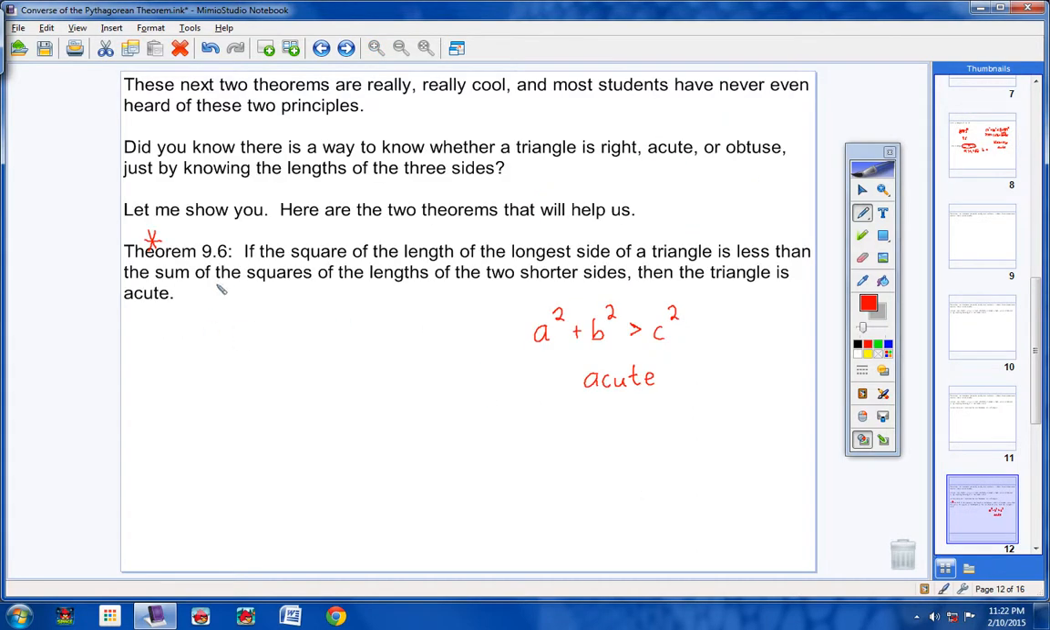So here's Theorem 9.6 in a nutshell. If you square the two shortest sides and add them together, and when you're done adding them, if the number you get over here is greater than the number you get over here after you square this side, it is going to be an acute triangle for sure. Now that's really, really helpful, okay? I'm going to move on in just a second. Please copy that down, then we're going to move on.